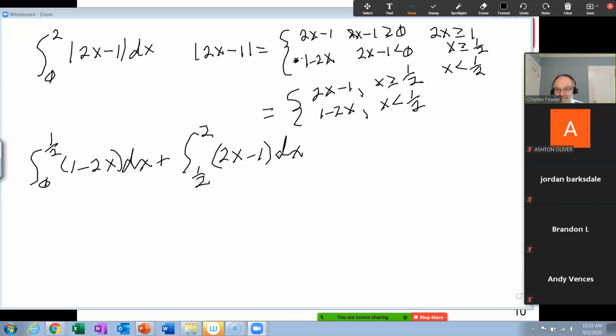All right. Now, that was the hard part of the problem. The easy part is doing the antiderivatives. What's the antiderivative of 1? Oh, x, perfect. Minus, and what's the antiderivative of 2x?